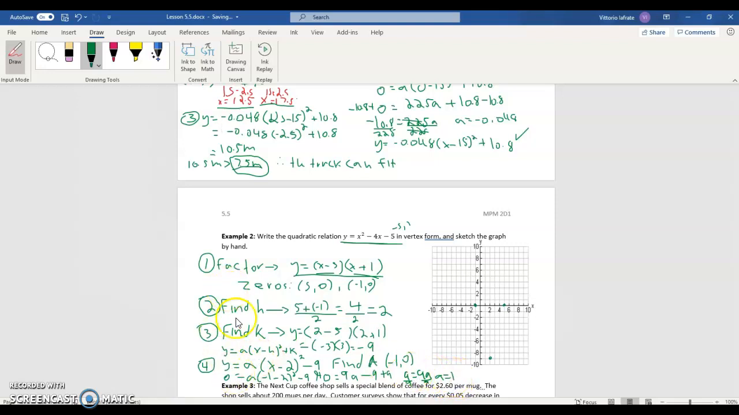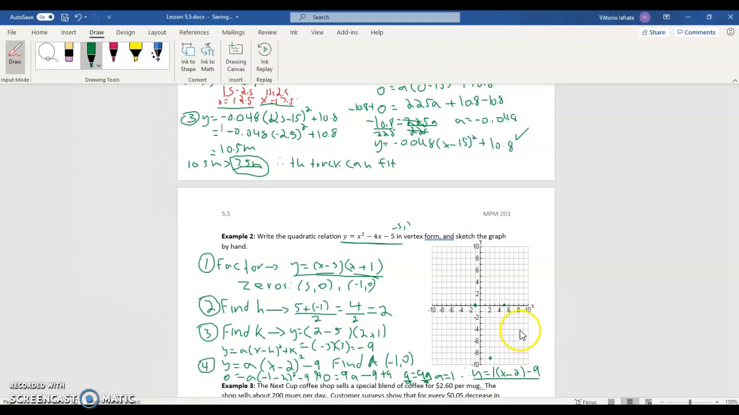So now that I have my a and my vertex and everything, my final step is really just to write out the equation. Y is equal to 1. I don't have to put the 1 though, but I know it's 1, so I'm going to put it for now just to show that I know it's 1. (x minus 2) squared minus 9. And this is the equation in the vertex form for my parabola.